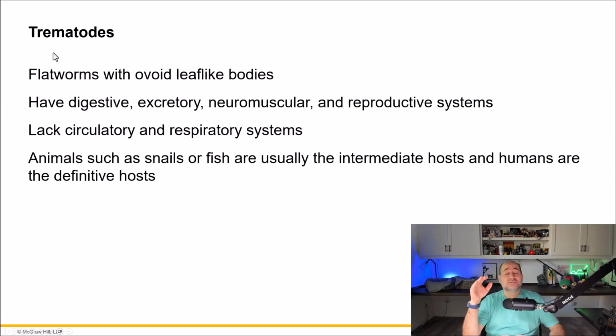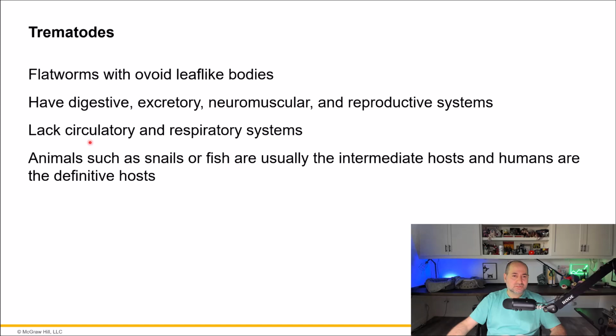Next, let's move on to the flatworms. Do you remember that the flatworms are called Platyhelminthes? And they include the trematodes and the cestodes. So let's talk about the trematodes first, one of the types of flatworms. These are flatworms with ovoid, leaf-like bodies, and some of them really do look like little leaves. I'll show you. They have a digestive, excretory, neuromuscular, and reproductive system.